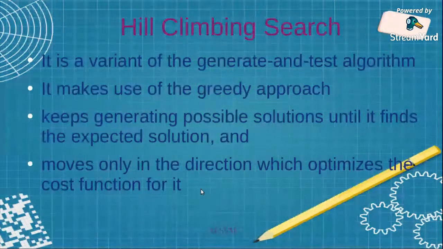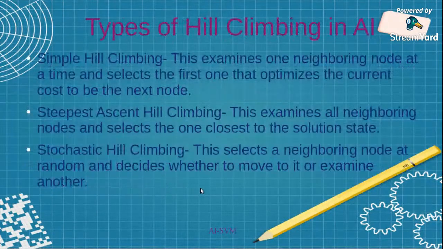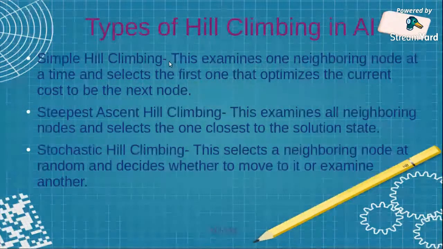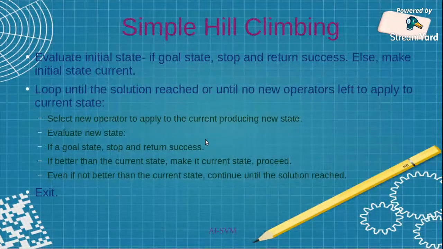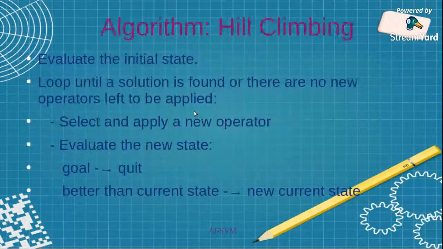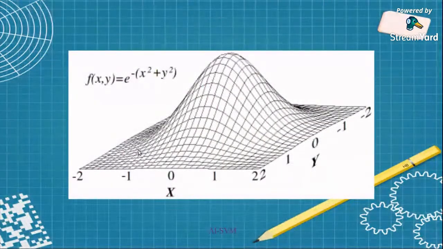So we are given many choices. There are many types of hill climbing: simple hill climbing, steepest ascent hill climbing, stochastic hill climbing. We'll check that shortly. What is hill climbing? I think this will be a better starting point for discussion. So if we are here, say if we are here, now there are many options to move.